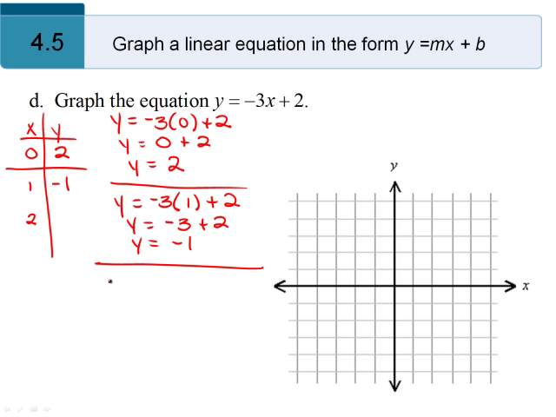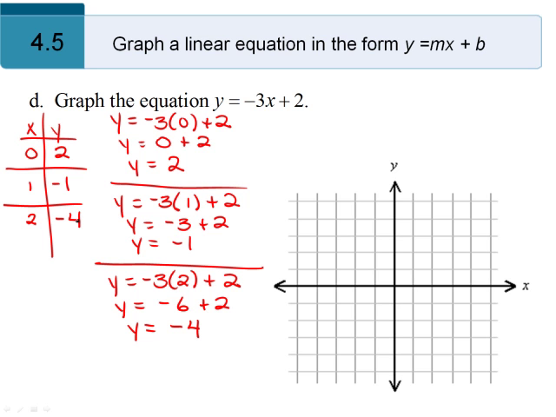Okay? And now we plug in 2. Negative 3 times 2 plus 2. So when you multiply, you get negative 6 plus 2. And negative 6 plus 2 gives you negative 4. So we have our last ordered pair, negative 4. Okay, so this one we only have one with 0. So let's do that one last.